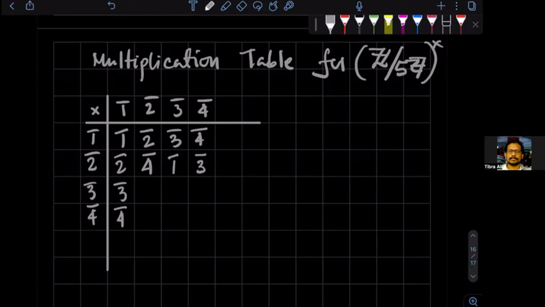And then 3 times 2 is 6, so there should be 1 here. 3 times 3 is 9, so that's going to be 4 here. 3 times 4 is 12, so that's going to be 2, right? And then 2 times 4 is 8, so that's going to be 3. 3 times 4 is 12, so that's going to be 2. And here it's 1, right? Did I make a mistake?